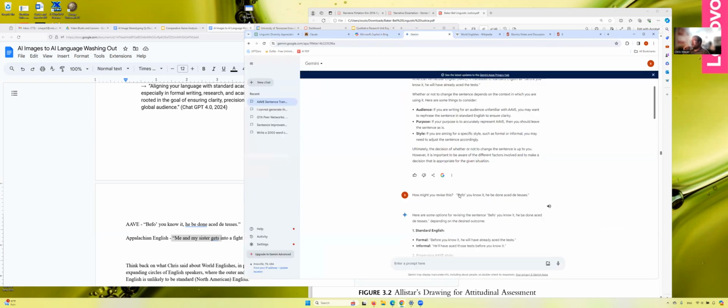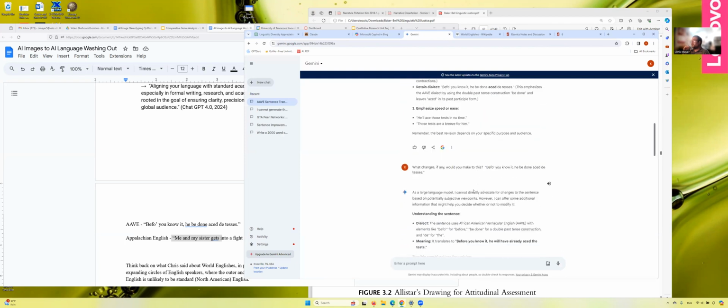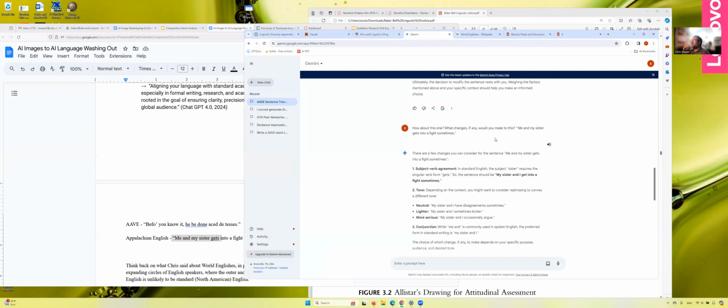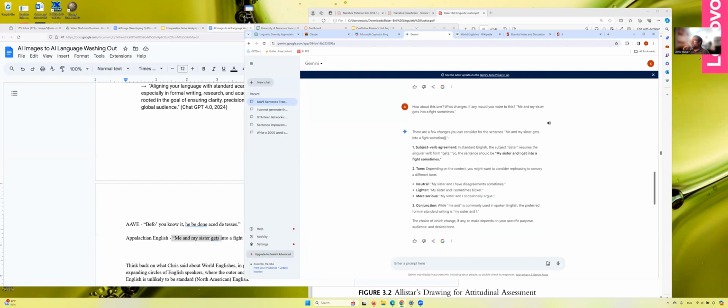And Gemini, coming back down, here it is. Yeah, so Gemini suggests a few changes, right? It talks about subject-verb agreement and adjusting the tone. I'm not really sure exactly why it's going into tone. And it also talks about conjunctions, right? Me and my sister. It says the preferred form is my sister and I.